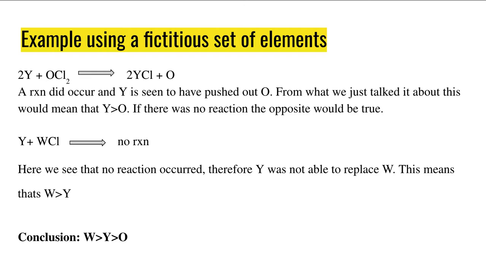But on the other hand, the opposite could be true when you have a set in which there's no reaction occurring. So you can see that Y plus W chloride, and there's no reaction. This means that Y was not able to push out W in this single displacement reaction. So that means that W is more reactive than Y. So in conclusion, we can see that W is more reactive than Y, but Y is more reactive than O.